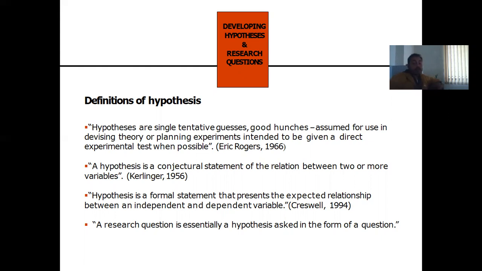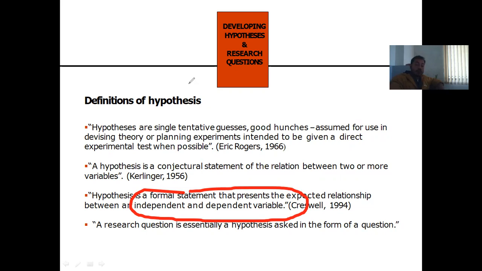Then the second definition is that hypothesis is a conjectural statement of the relation between two or more variables. That is a straightforward definition. You all know we try to establish a relation between different variables. That's a hypothesis, right? Then, hypothesis is a formal statement that presents the expected relationship between an independent and a dependent variable. Here, we have got two terms. I was going to discuss them later, these different types of variables, that is independent variable and dependent variable. You can note them down or discuss them in some later part of my class.